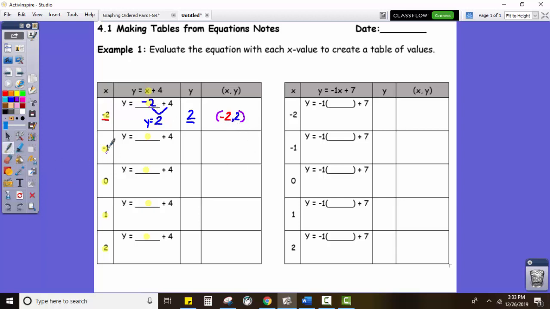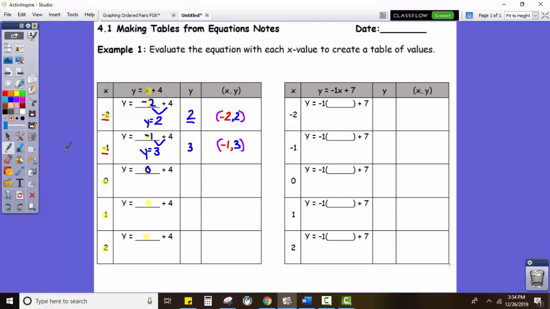So if I take a -1 and I plug it in for x right there, I have y equals -1 plus 4. Okay, then I'm going to evaluate this part. -1 plus 4 is 3. So I know y would equal 3. So I'll go write that in the y column. And then for my ordered pair, I see on the x column, I have -1. I plugged in a -1. So I'm going to write -1, comma, and then I got out a 3.